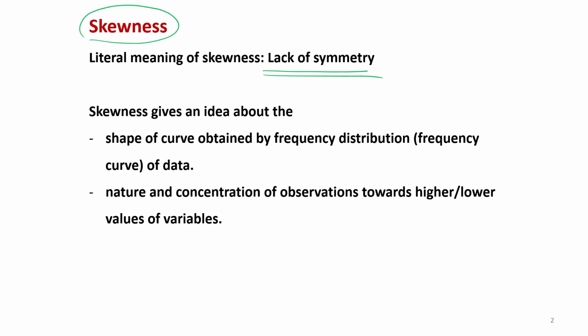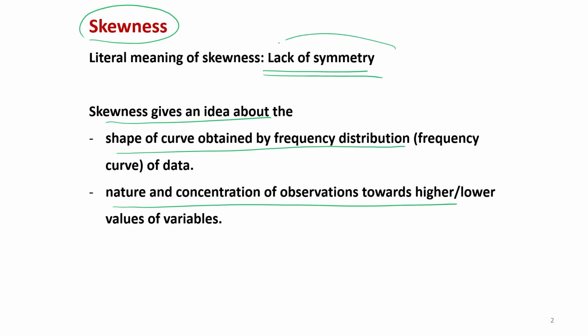Now this skewness gives us an idea about the shape of the curve which is obtained by the frequency distribution, or equally the frequency curve of the data, and gives us the information on the nature and concentration of the observations towards either higher or low values of the variable. So once we are trying to understand what is lack of symmetry, we need to first define what a symmetry is.